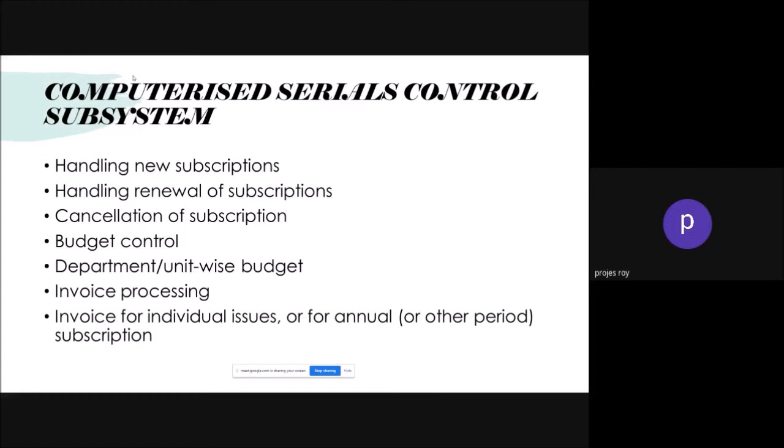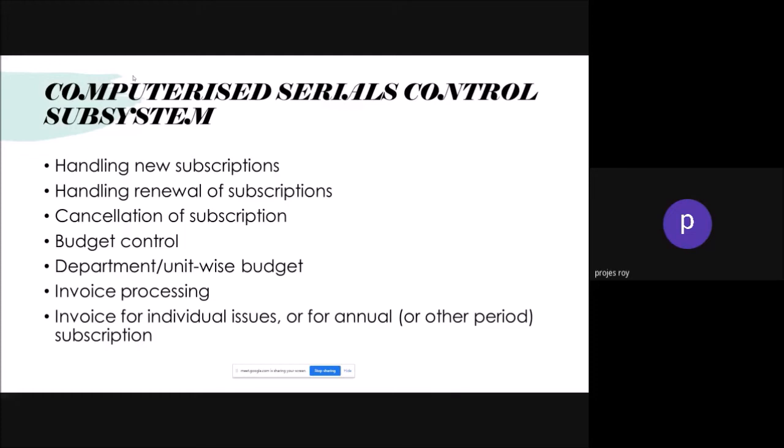Here you can see a very important aspect: it's a very sequential job. You have to go through one by one, otherwise you will miss one particular portion, right? So unless you get a new subscription, you cannot go to the budget control. If you do not have a renewal process, you cannot go to the budget control. Cancellation can only be done when you are in the process.